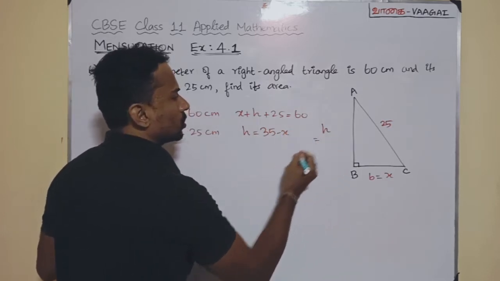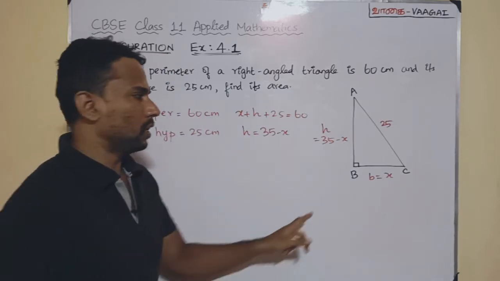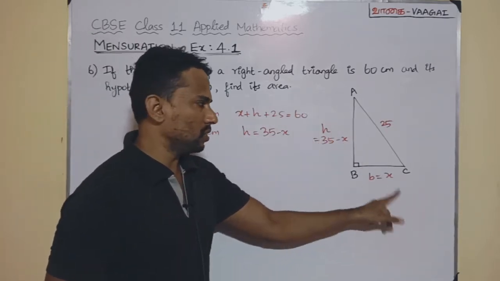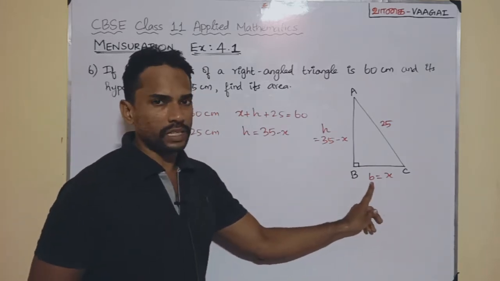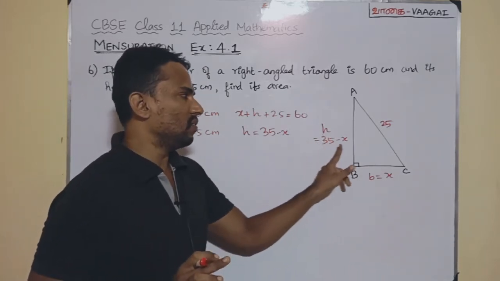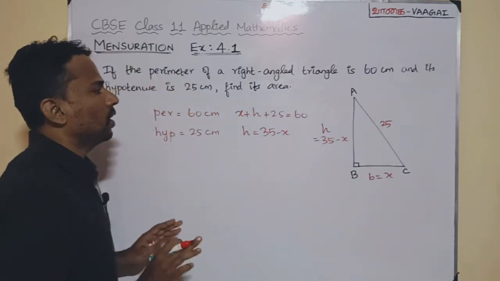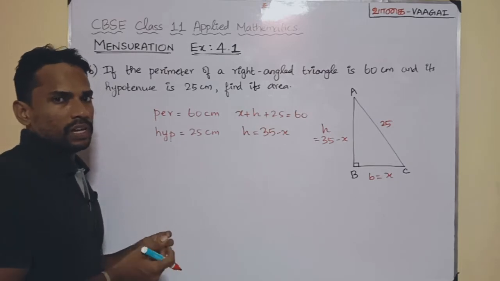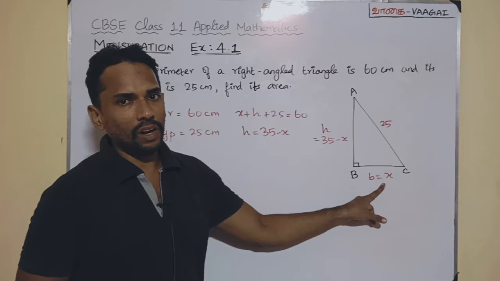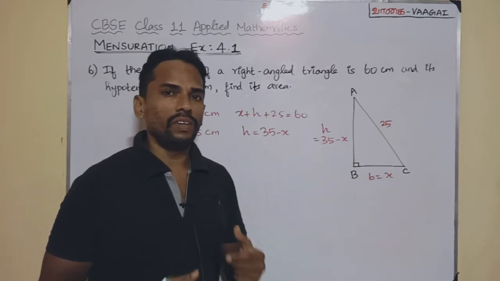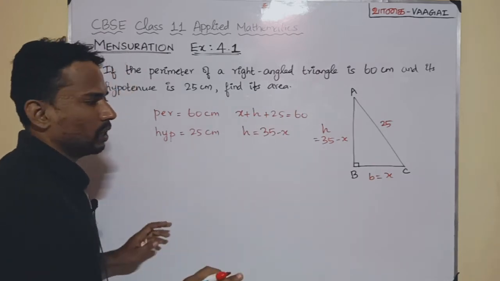So let's note it here: h is equal to 35 minus x. I did this just to represent our base and height in terms of a single variable. So now the base is x, the height is 35 minus x, and the hypotenuse is 25. Now we need to find the area. If I find the value of x, I can easily tell the base and the height, and with that the area of this right angle triangle. This is going to be the simple plan.